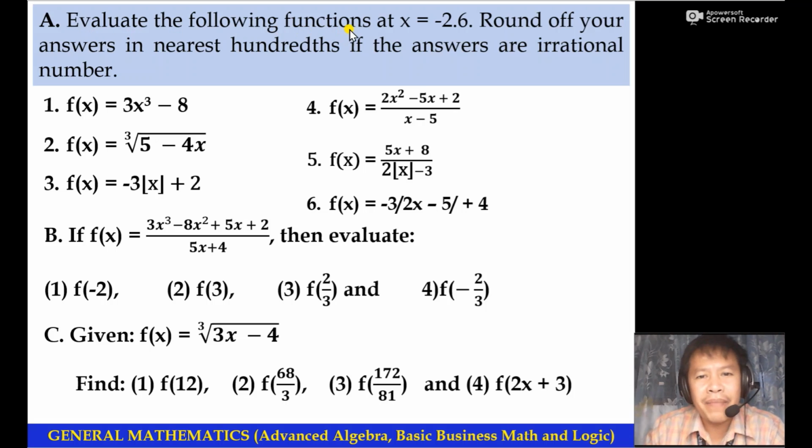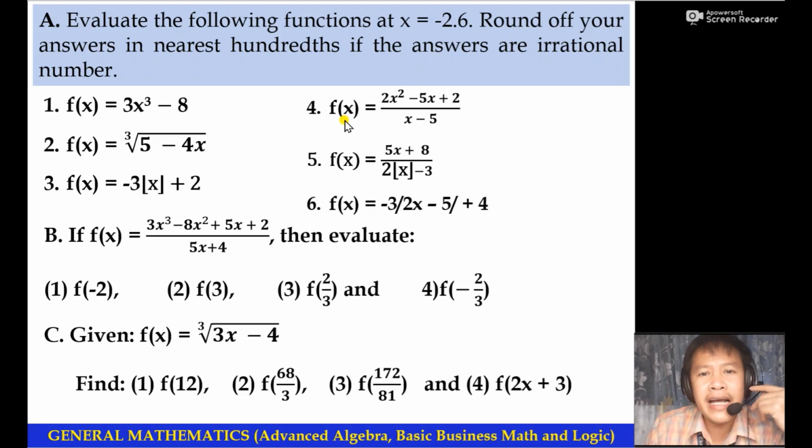Letter A, evaluate the following functions at x equal to negative 2.6. Round off your answers to the nearest hundredths if the answers are irrational numbers. Number 1 is a cubic function: f of x is equal to 3x cubed minus 8. Number 2 is a cube root function: f of x is equal to the cube root of 5 minus 4x. Number 3 is a greatest integer function: f of x is equal to negative 3 times the greatest integer of x plus 2.